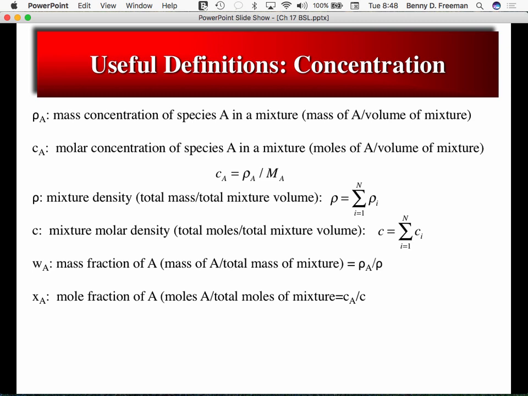The total mixture density, which we'll also use in a number of the theoretical results and models that we'll be using, is just the sum of the mass concentrations of all of the components. And the mixture molar density likewise is the sum of the molar concentrations of all of the species. Weight fraction, I think you'll be familiar with, is the mass concentration of one component divided by the total mixture density, and likewise for mole fraction. So these are just basic relationships we'll use because we'll be converting between concentration units, both mass and molar basis, as we go through a number of the problems that you'll be working.